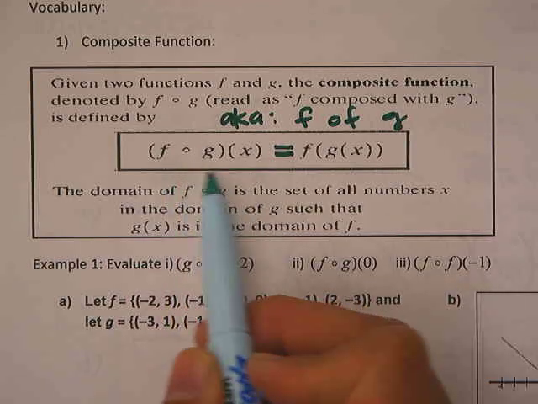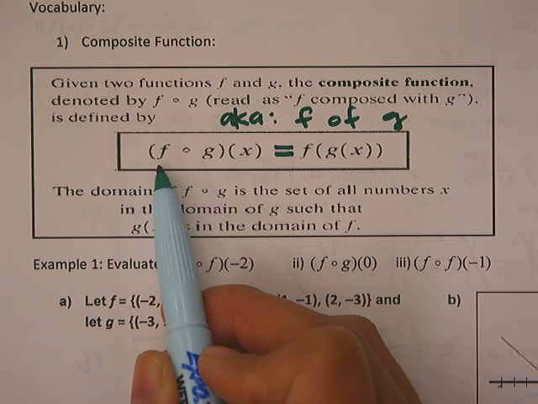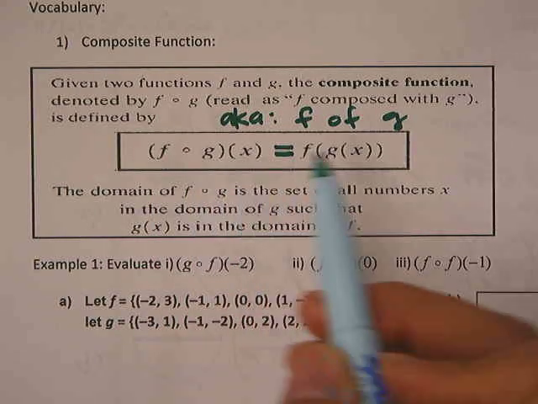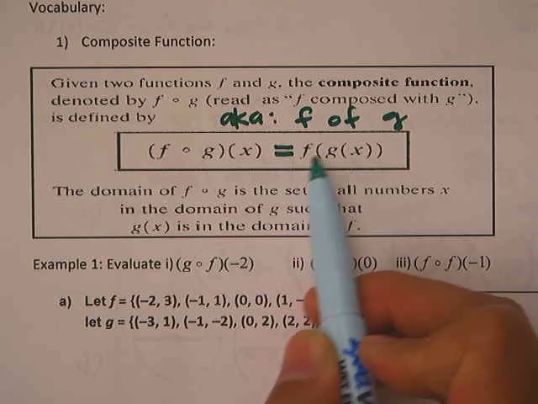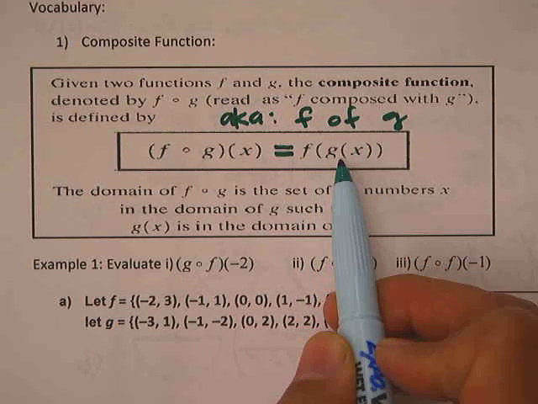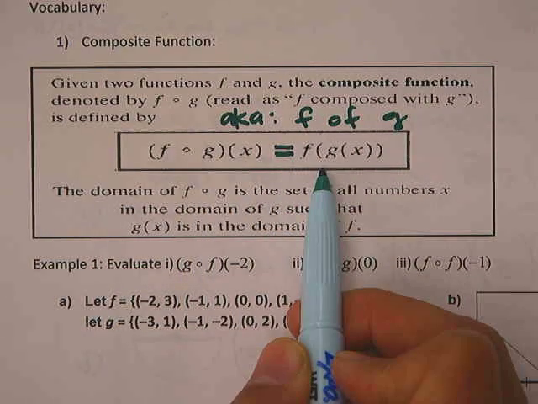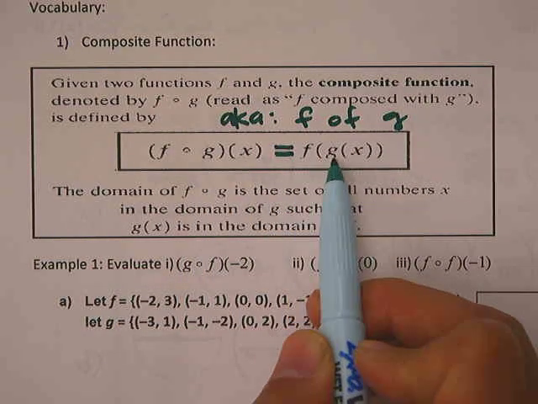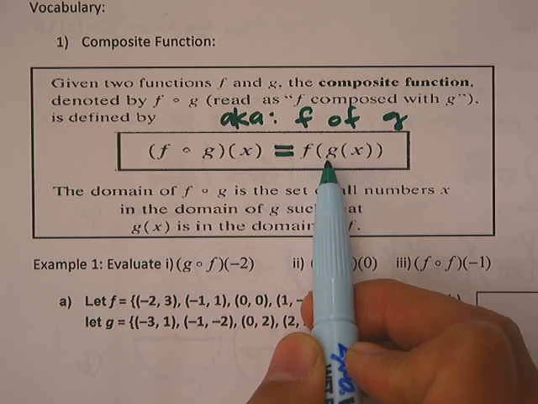So we can read this multiple ways. f composed with g of x, and that is exactly the same as f parentheses, g parentheses of x, closing the two sets of parentheses. And again, these are both the same thing. It is read f of g of x or f composed with g of x.